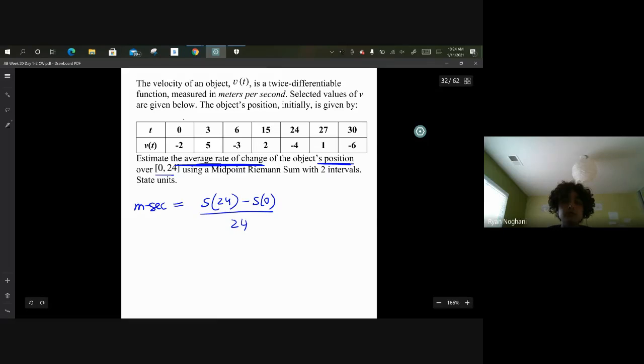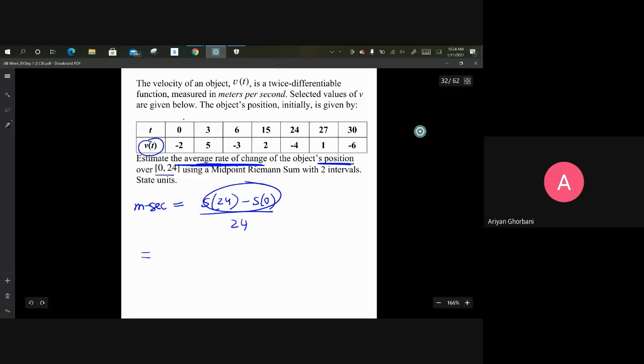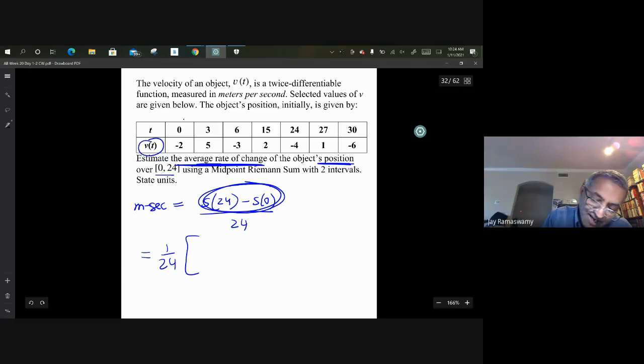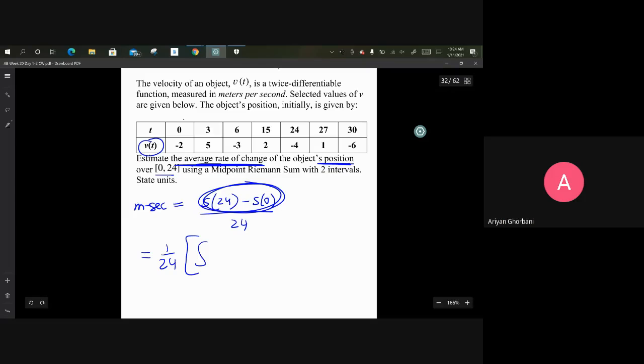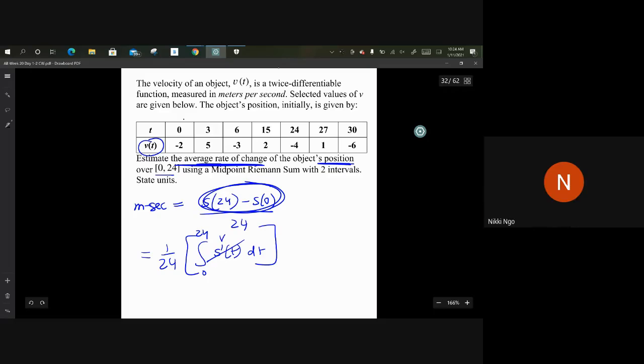Is there a mismatch? Yes. So what should I pull out? 1 over 24. Very good. Brackets. Can we use net change for that guy? Integral from 0 to 24 of S dash, which is V of t.